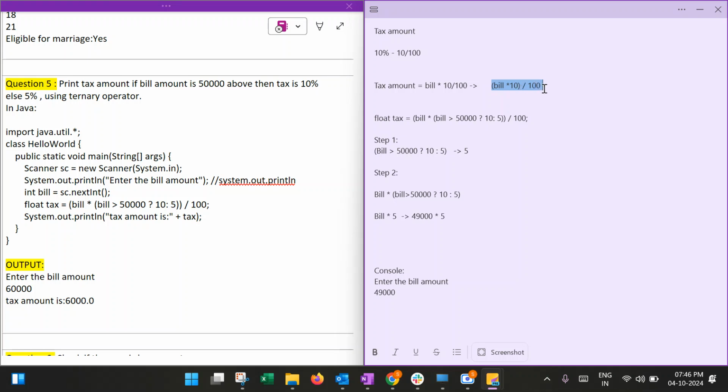So this is the normal mathematical calculation. This is the programming one. See, bill into 10, right? This 10 is decided with this statement. So here it is 5 because it is less than 50,000. So 49,000 into 5, how much did it come to? 2,45,000. Okay.